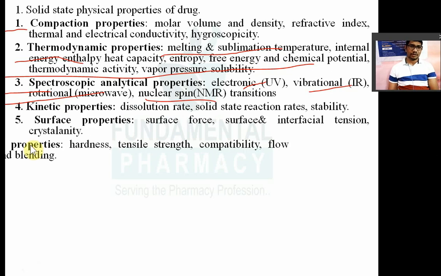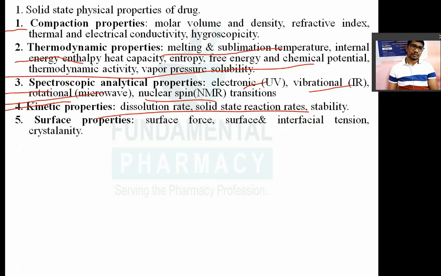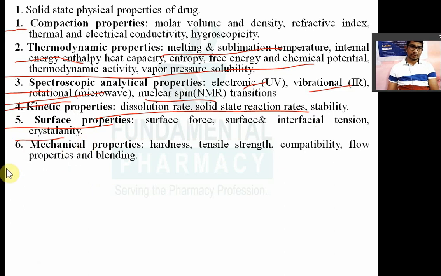Now fourth one is the kinetic properties. In that you are having dissolution rate, solid state reaction rate, and stability. ये kinetic properties होगा solid. Then surface properties में क्या आएगा फिर? Surface force, surface and interfacial tension, crystallinity, ये surface property है. The next is mechanical properties. In that hardness, tensile strength of material, compatibility. Then flow properties of material and blending of that material.